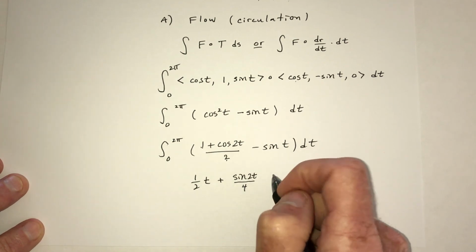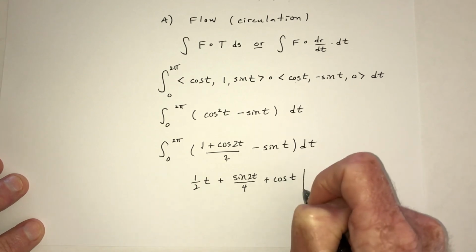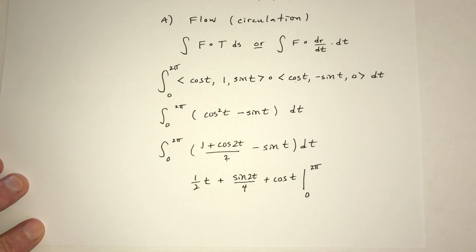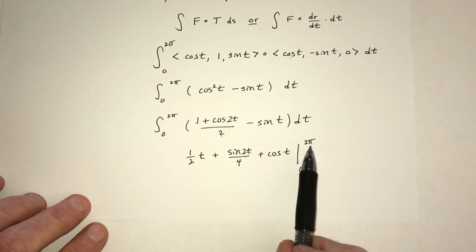And the antiderivative for negative sine will be positive cosine. That gets evaluated from 0 to 2 pi. So this, when you substitute 2 pi, that's going to be 0. And this is also going to be 0. So this drops out, does not actually contribute to the problem.